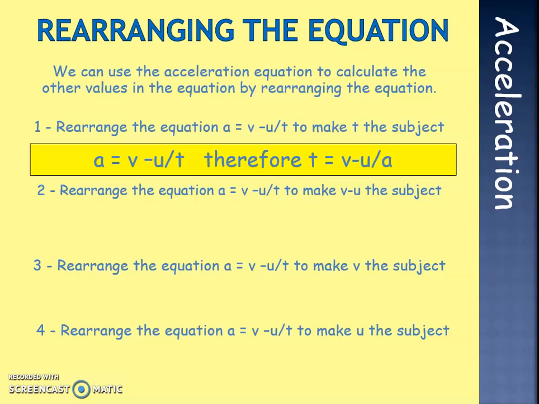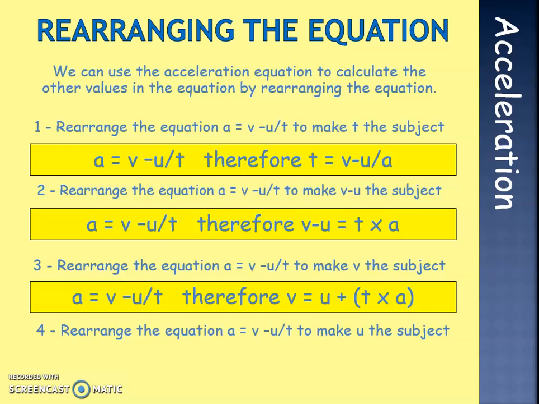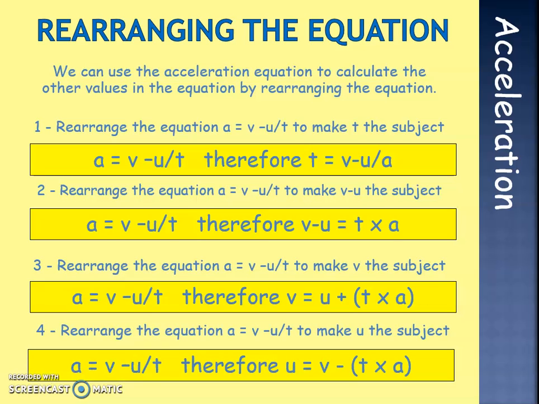Rearrange the equation to make v minus u the subject. If we do that, v minus u equals time times acceleration, t times a. Rearrange the equation to make v the subject. Works out like this. v equals u plus t times a. It's minus u on one side, so it becomes added to u on the other side. And finally, rearrange the equation a equals v minus u over t to make u the subject. That would be u, or initial velocity, is v, final velocity, minus time times acceleration. Get those down because you'll have to use them for the next part of the lesson.